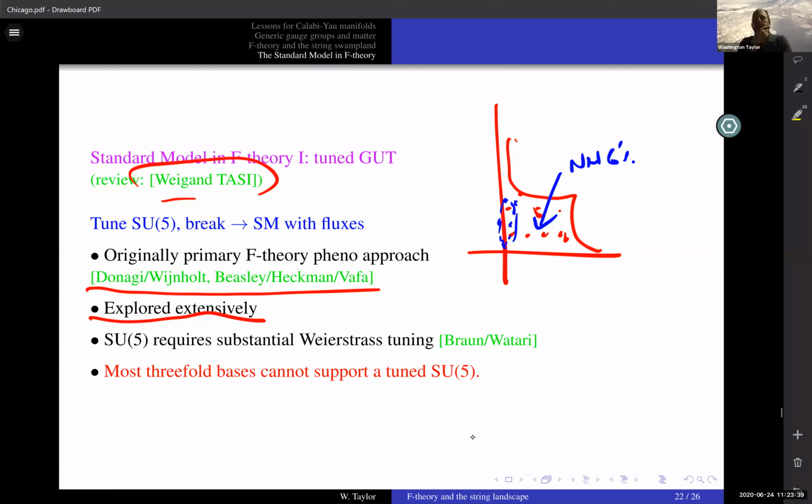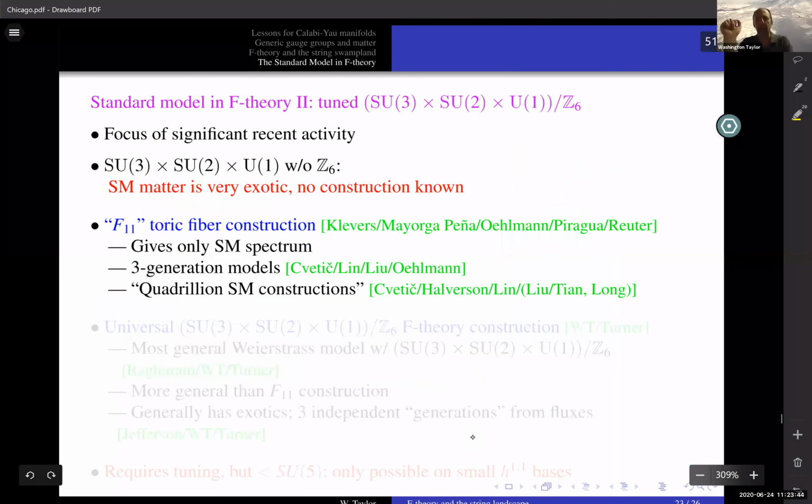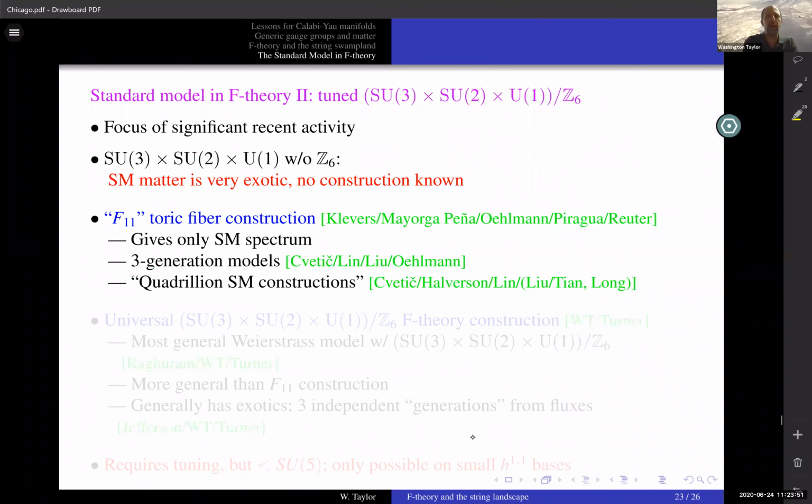Next, let's talk about the standard model tuned through tuning a gauge group. This has been the focus of quite a bit of recent activity. If you try to tune the gauge group without the Z6, as I mentioned earlier, the matter is very exotic for the standard model. And there's actually no construction known in F theory of an actual SU2 cross SU3 cross U1 without the Z6 quotient that has standard model matter in it. And I think it will be very hard to find such a thing. It will involve all kinds of exotic matter, Q equals 4, U1 matter coupled to charge, things that are charged under an SU3 and SU2.